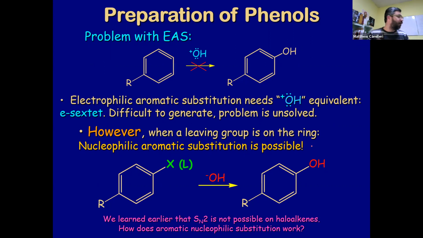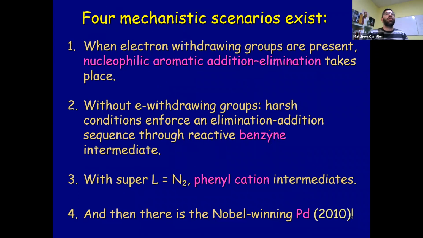We'll also discuss it, and I'll discuss that using the whiteboard. So there are 4 mechanistic scenarios, okay? When electron withdrawing groups are present, you have nucleophilic aromatic addition-elimination taking place. You can have no electron withdrawing groups, okay? You'll need harsh conditions to enforce elimination, and this produces benzyne.